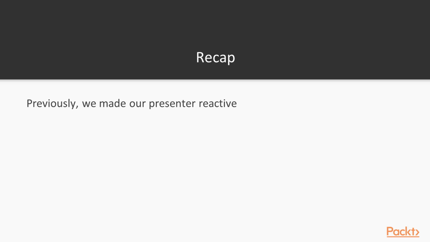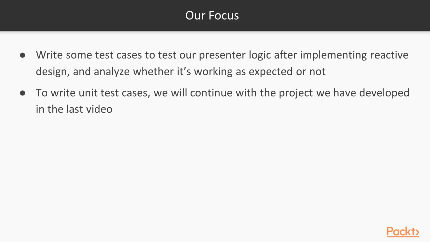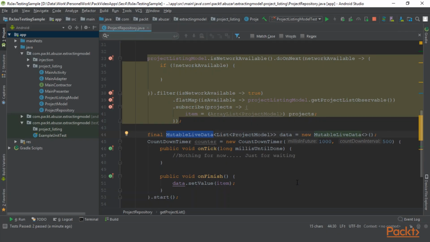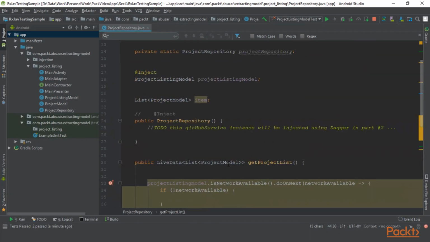Hello guys, welcome to the fourth video of this section, RxJava Testing. Previously, we implemented the Rx design in our presenter sample code, which we developed in section 2, video 5. In this video, our focus will be writing some unit test cases for our presenter logic after implementing the Rx design, and we'll analyze whether it's working as expected. To write unit test cases, we will continue with the same project which we developed in the last video. So let's start with our coding. This is our sample project which we developed in the last video.